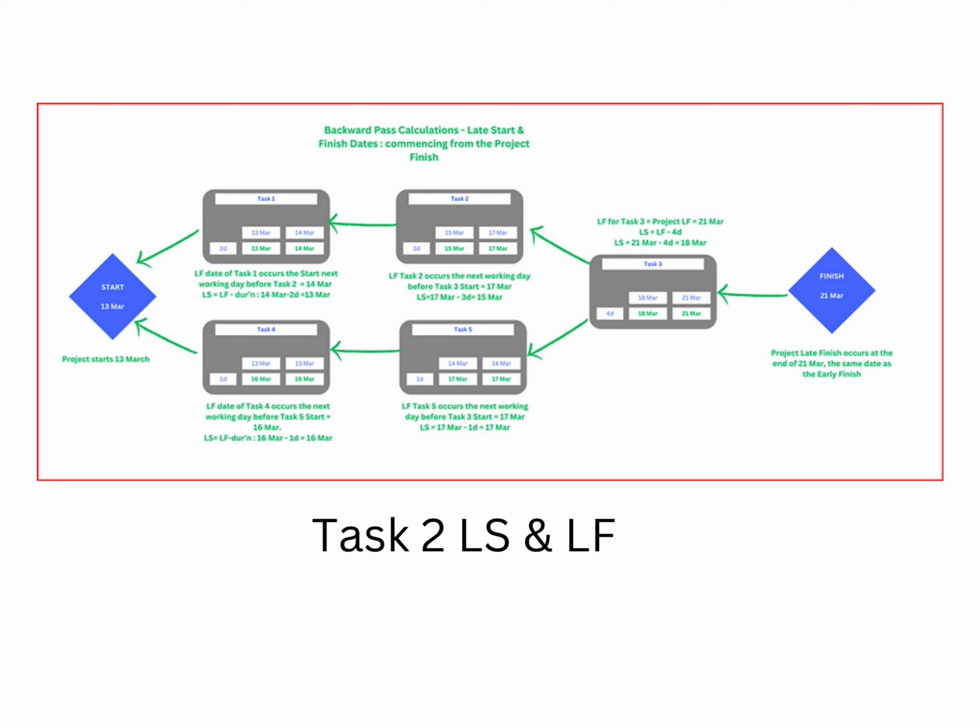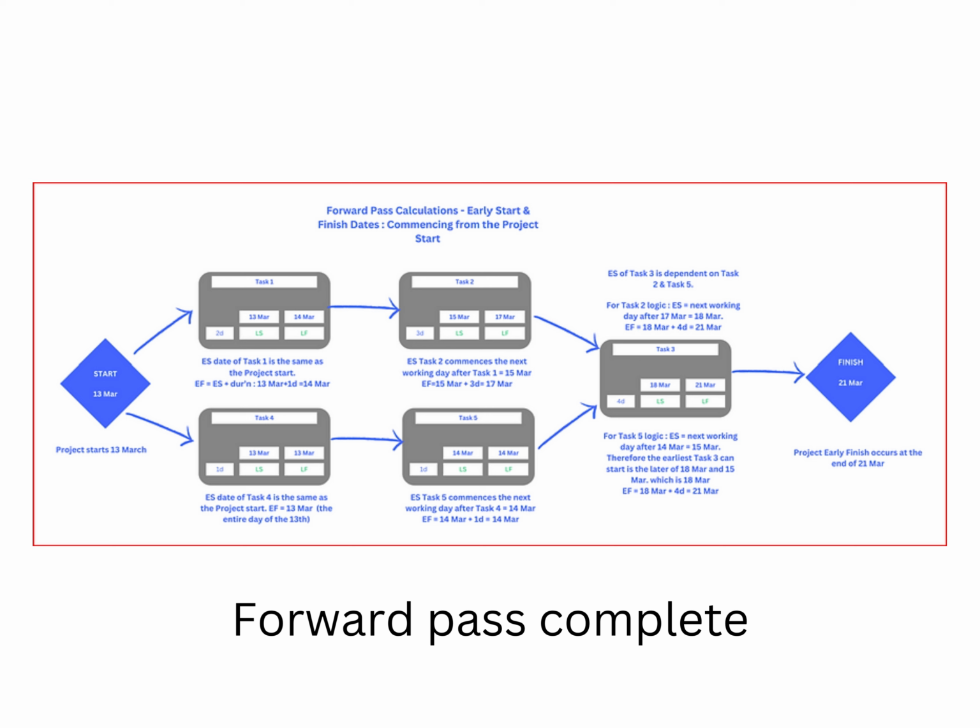The late start of Activity 2 is equal to the late finish minus the Task 2 duration of 3 days. The late start of Task 2 is the 15th of March at 8 a.m. We have now completed the forward pass calculations and have confirmed the early project finish has been determined as the 21st of March at 4 p.m.